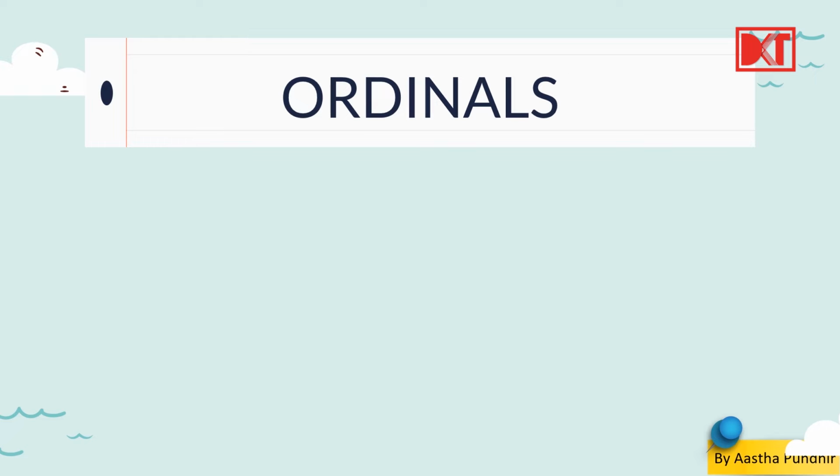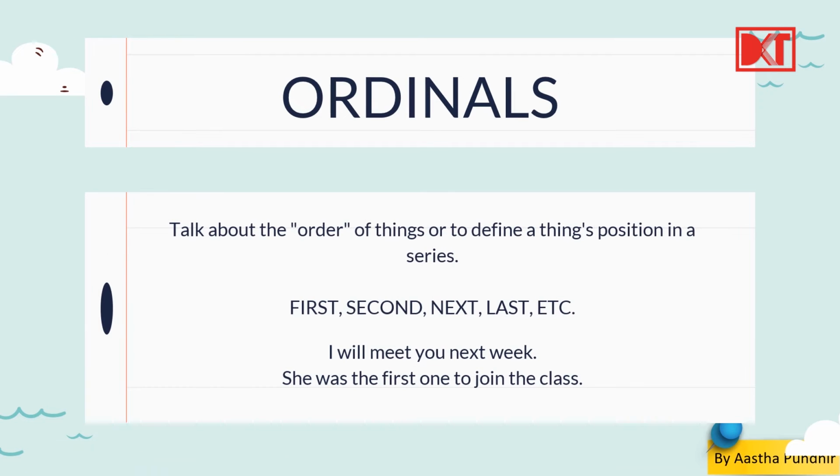Alright, so next up we have ordinals. What ordinals are used for is to talk about the order of things or to define a thing's position in a series. Now, there are many words like this where the meaning is not clear, but once you see the example and then you read the meaning, it's easier to understand. Like here you see first, second, next, last. So first, second, next, last. What are these words doing? They are talking about the order of something.